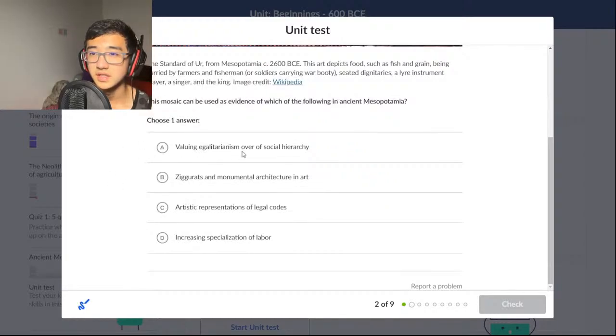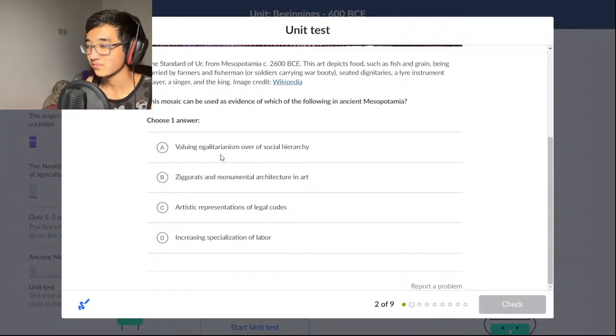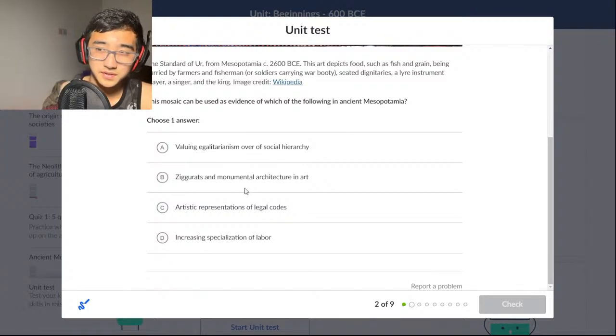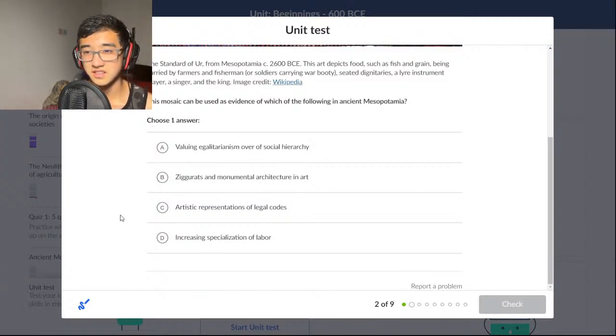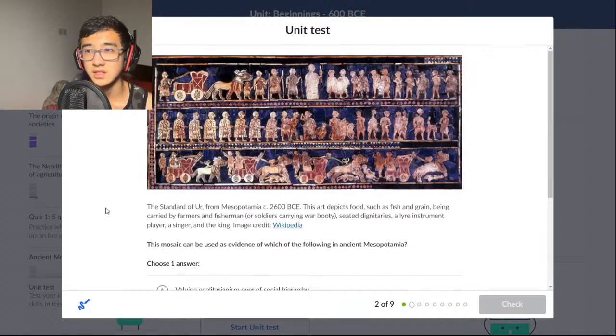So you have A, valuing egalitarianism over social hierarchy. There's a lot of terms I need to study up on, because I don't remember what egalitarianism is. I don't even know if I'm pronouncing it right. B, ziggurats and monumental architecture and art. C, artistic representations of legal codes. And D, increasing specialization of labor.